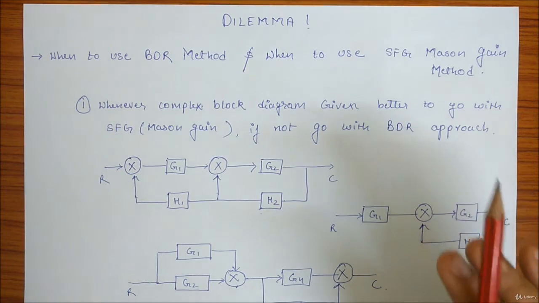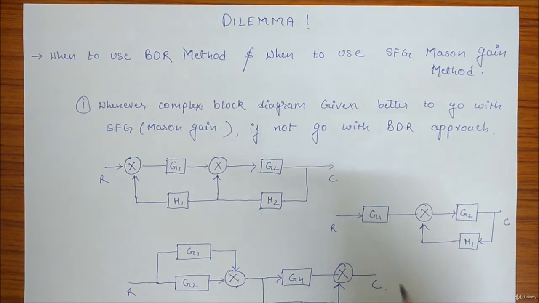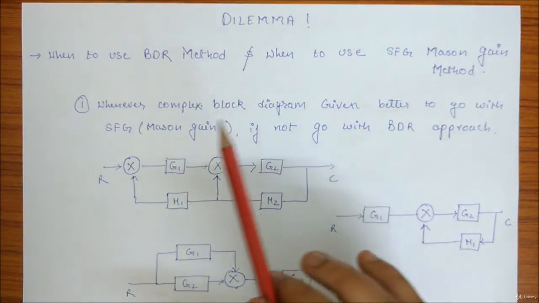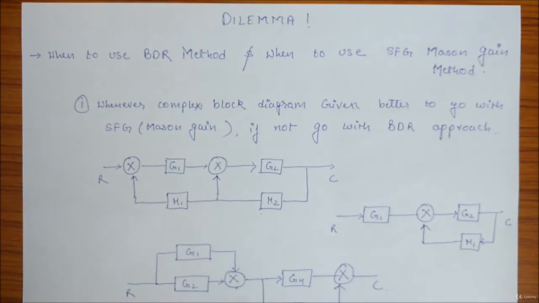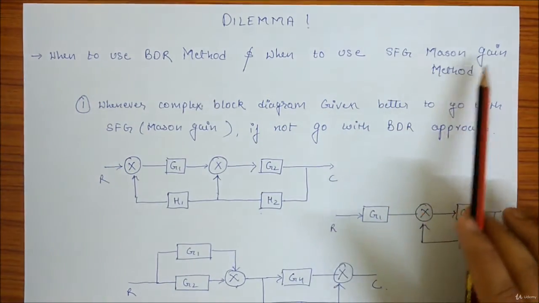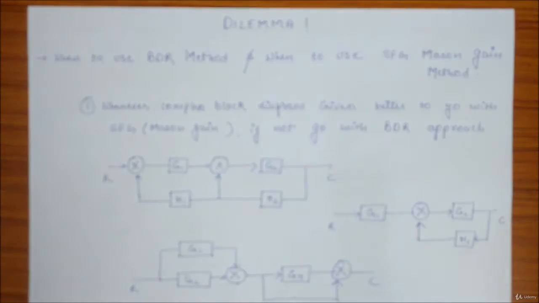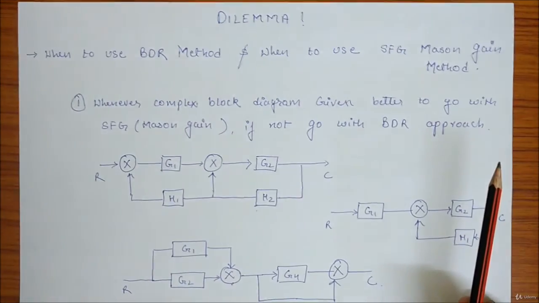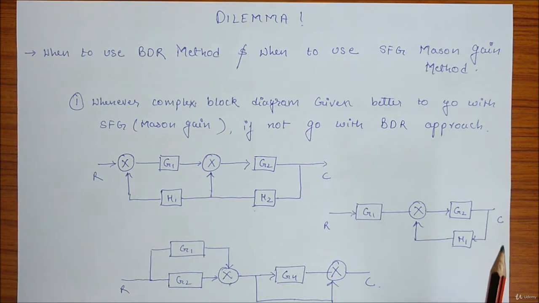In this last video, I wanted to tell you which method you should select when. See, both the methods, the block diagram reduction method and Mason's method, are useful. Both will lead to the same answer. But you have to be careful which technique will let you calculate the answer in less time. That you have to decide actually. So I have 2 points for that.